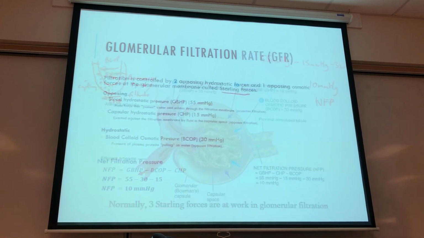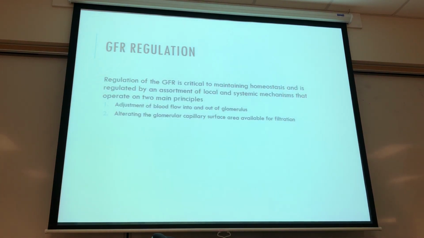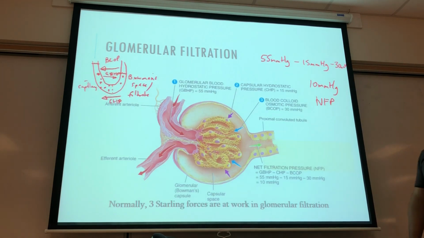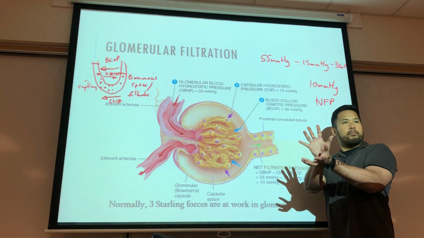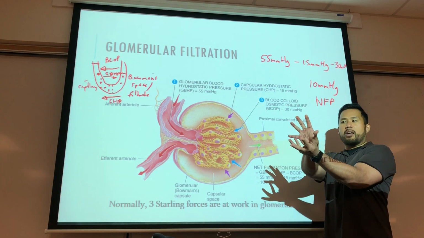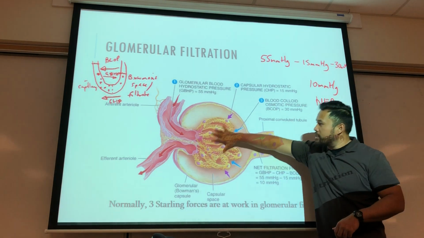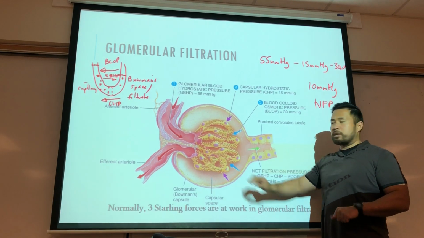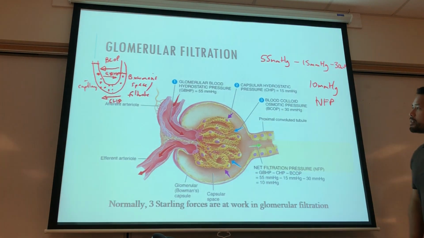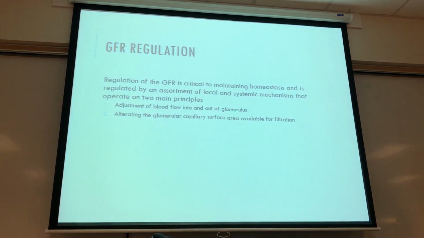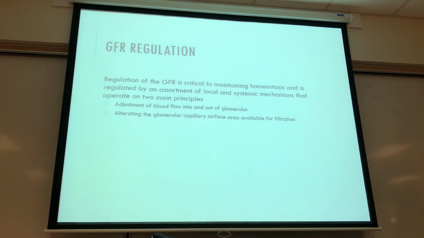The other mechanism that's present is altering the glomerular capillary surface area available for filtration. What I mean by that is how much of the capillaries are exposed to allow filtration. If I want to reduce the amount of filtration, I can pull them back and reduce the surface area of all these capillaries. If I want to increase filtration, I can open it right back up. So those are the mechanisms. These are the efferent ways of adjusting the glomerular filtration rate.